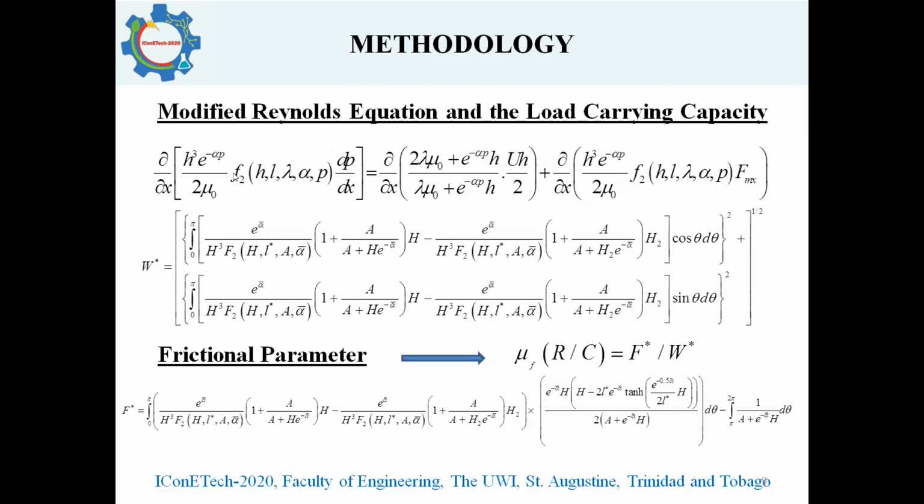And from this modified Reynolds equation, we solve. When we solve it using finite difference, we will integrate that pressure over the area to find the load carrying capacity. The force will be given by this formula here, and we'll use the force over the load carrying capacity to get the frictional parameter.